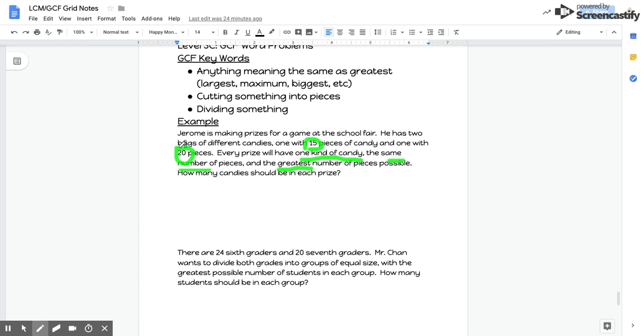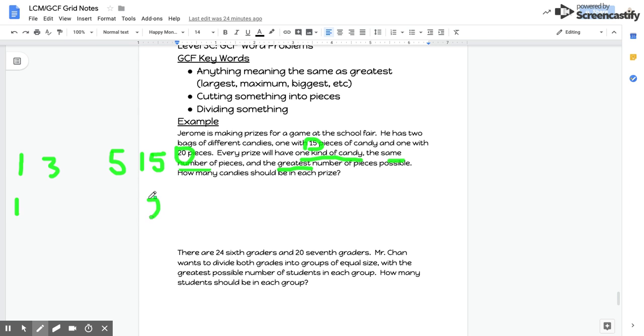Okay, so remember we can make a list by listing our factor pairs. So I'm going to list the factor pairs of 15 and 20. I'm going to start with 1 and 15. 2 is not a factor of 15. 3, however, is: 3 times 5. 4 is not, and then 5 I already have. So there's all my factors of 15.